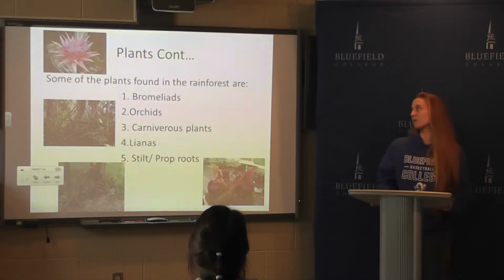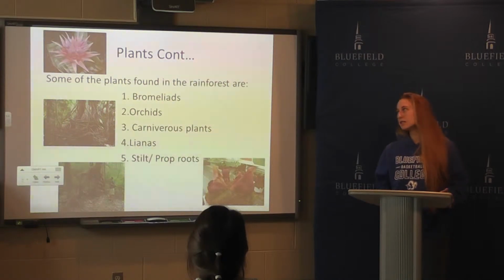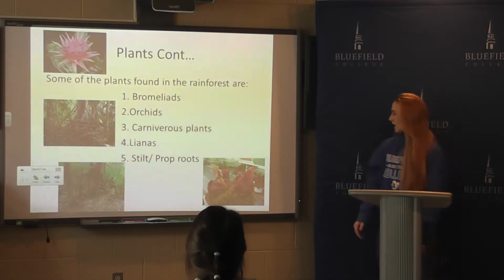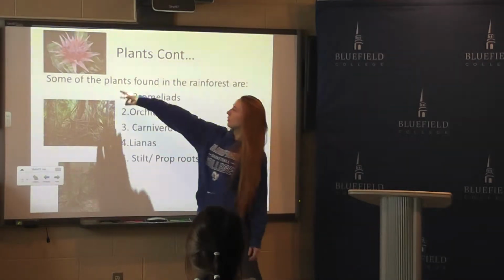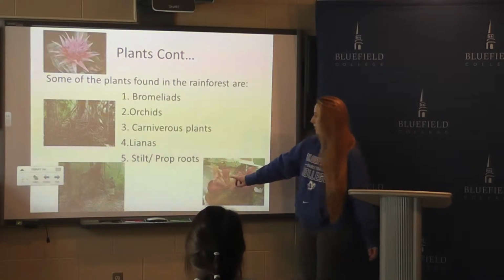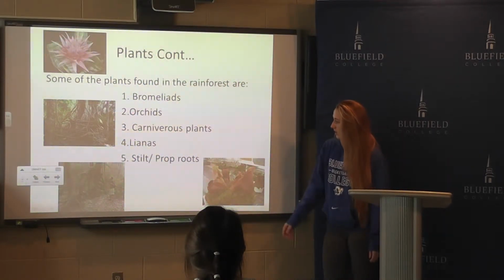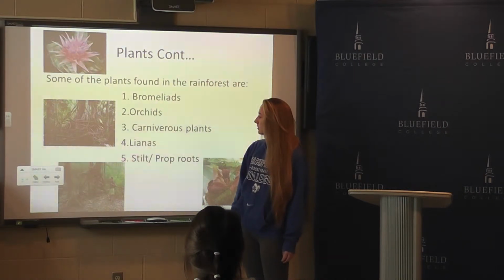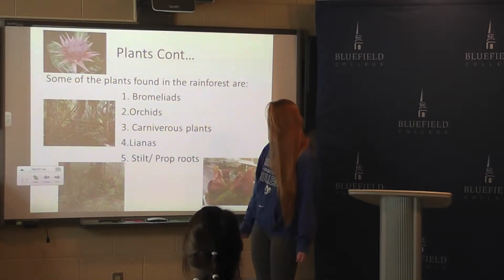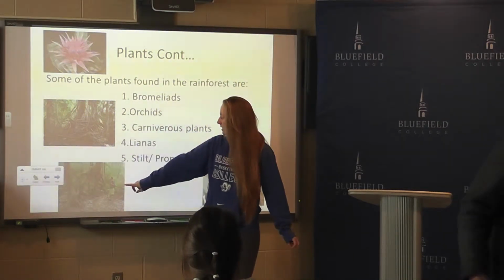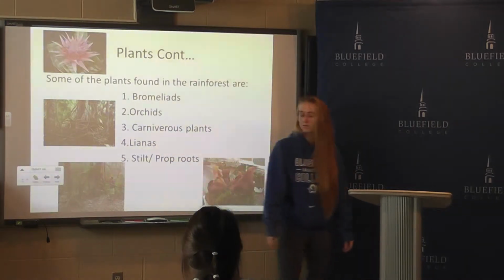Some of the plants that are found in the rainforest are bromeliads, orchids, carnivorous plants, lianas, and stilt/prop plants. This is the bromeliads. Nope, that's the orchid. This is the bromeliads. No, that's not right. Yeah, that is right. This is the lianas, and this is the stilt and prop roots.